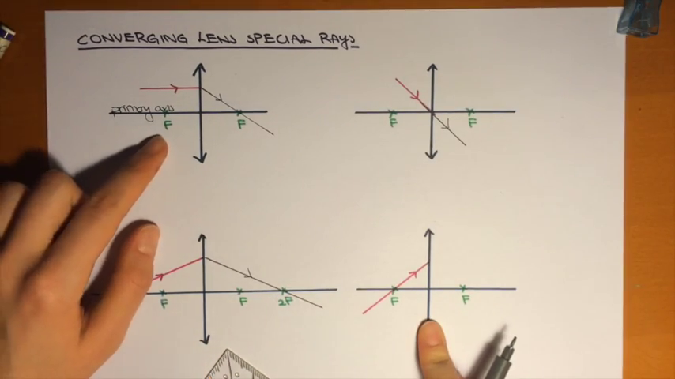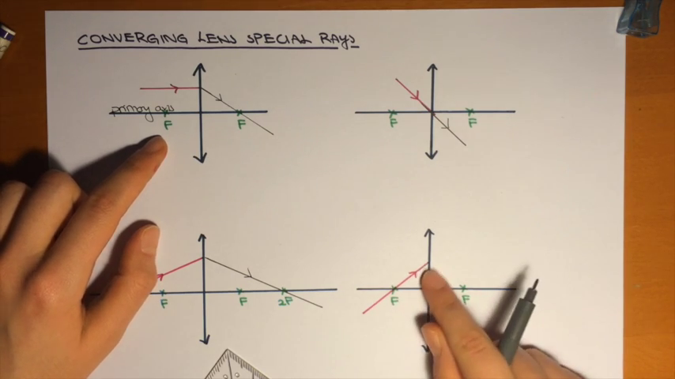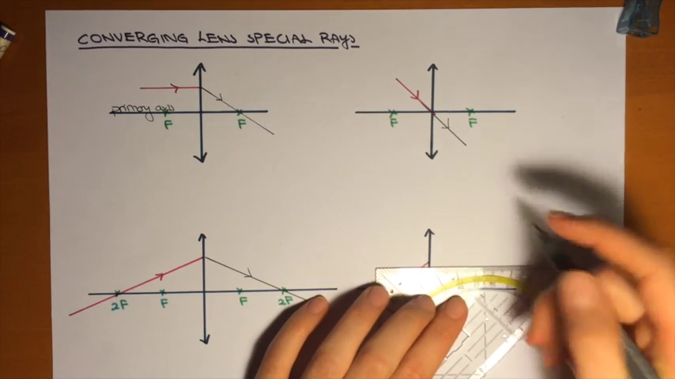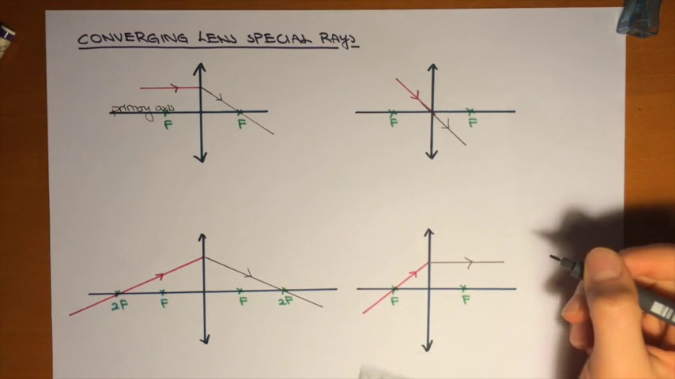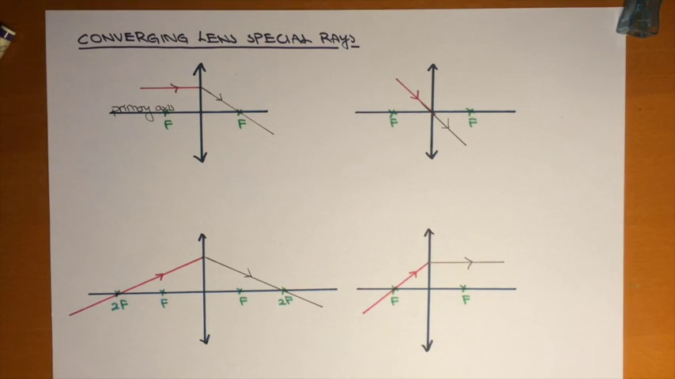This is the exact opposite of the first. Comes from the focus, continues parallel to the primary axis. So these are my 4 converging lens special rays.